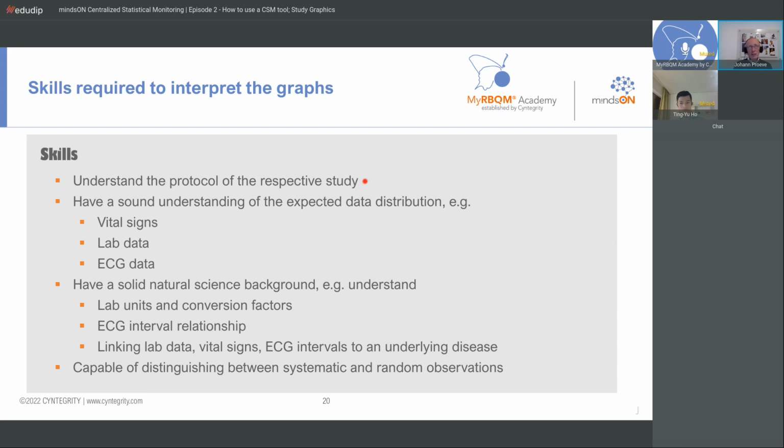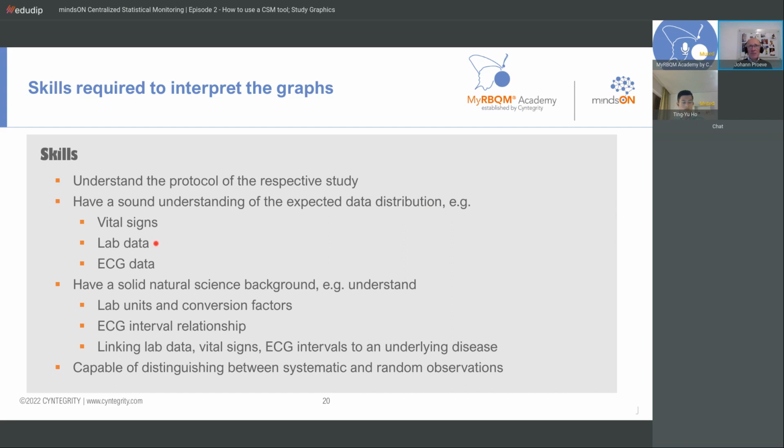So someone would have to read the protocol. That should be a requirement. Have a sound understanding of the expected data distribution. So for instance, what is it that you expect when you look at vital signs data? What is it that you expect when you look at lab data?